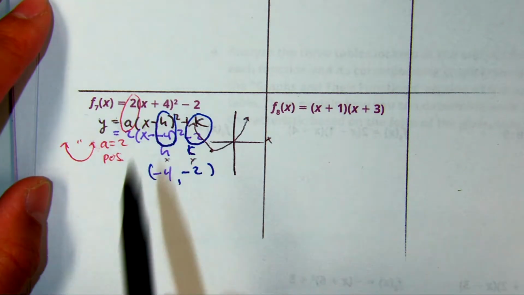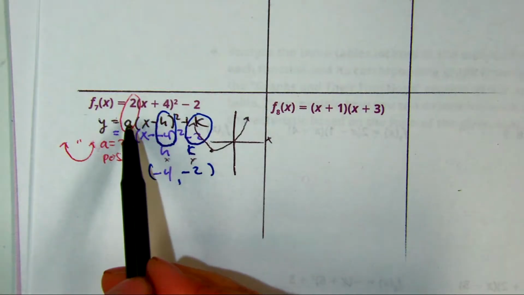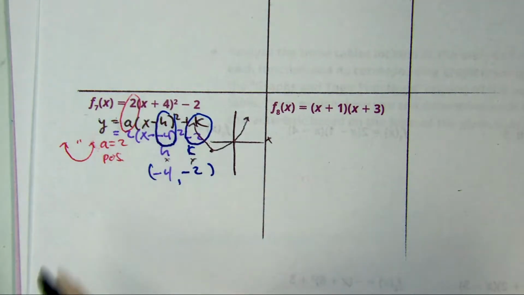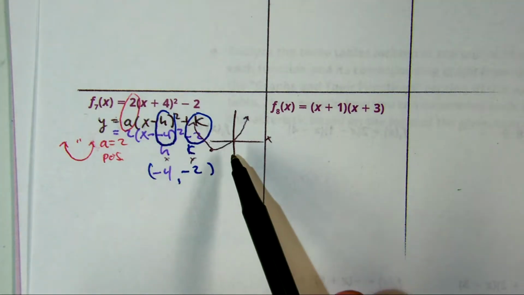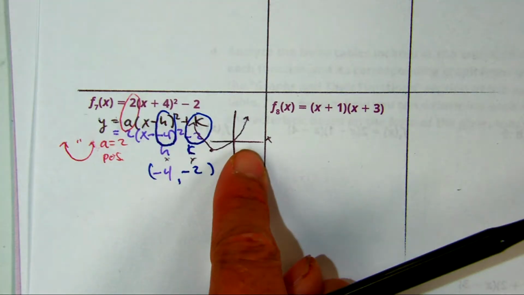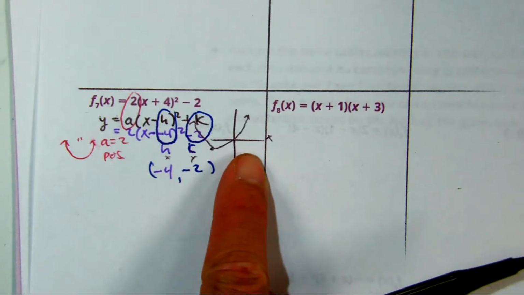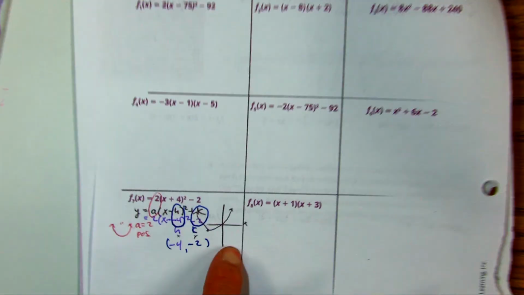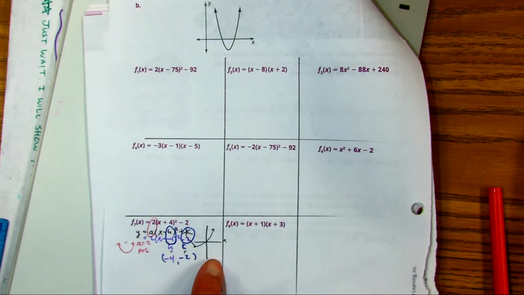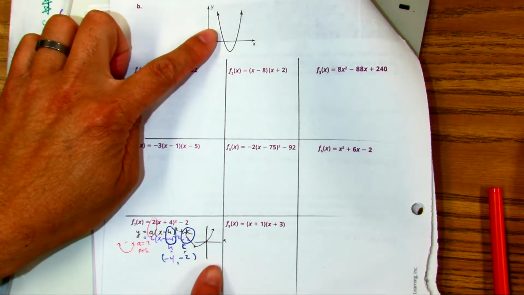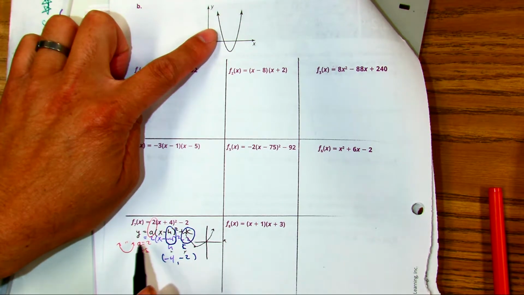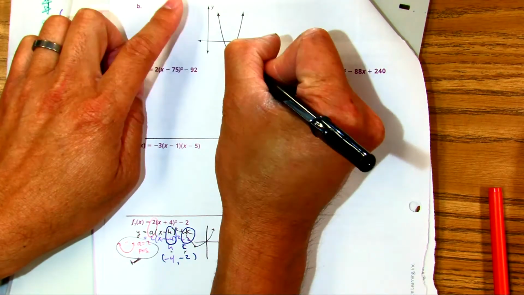So I figured out the form. I figured out the letters and what the characteristics mean. And I drew a graph. Once I have this graph, then I can actually compare it to the original one. Class, is it opening up? Yeah, this part works. Okay. This is the vertex.